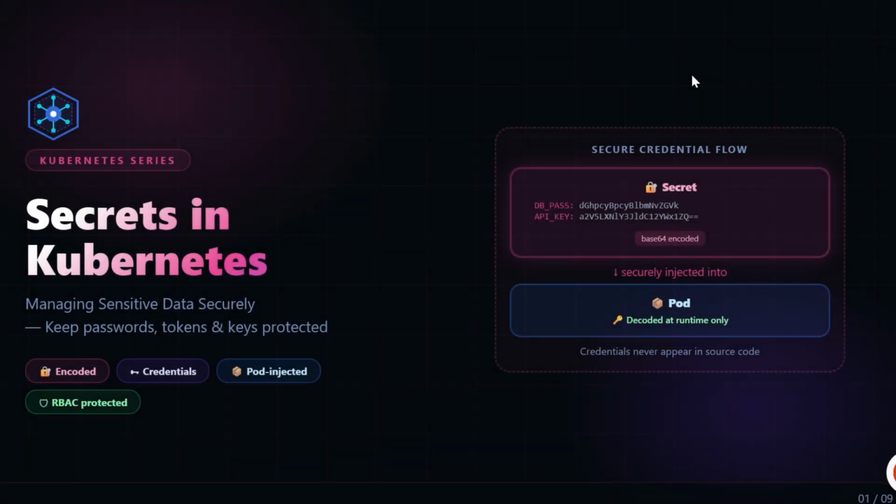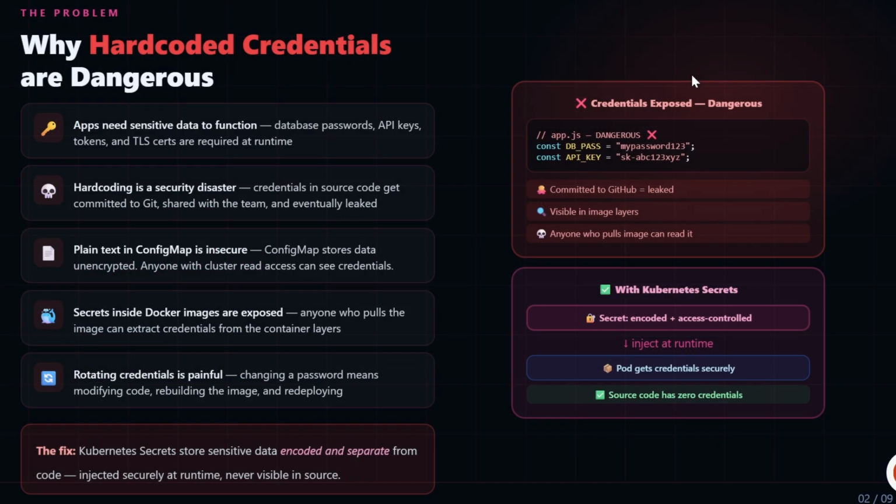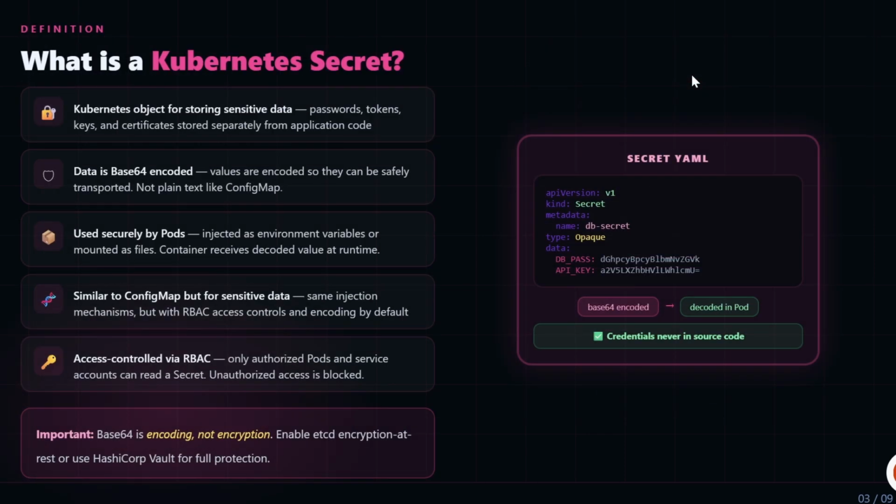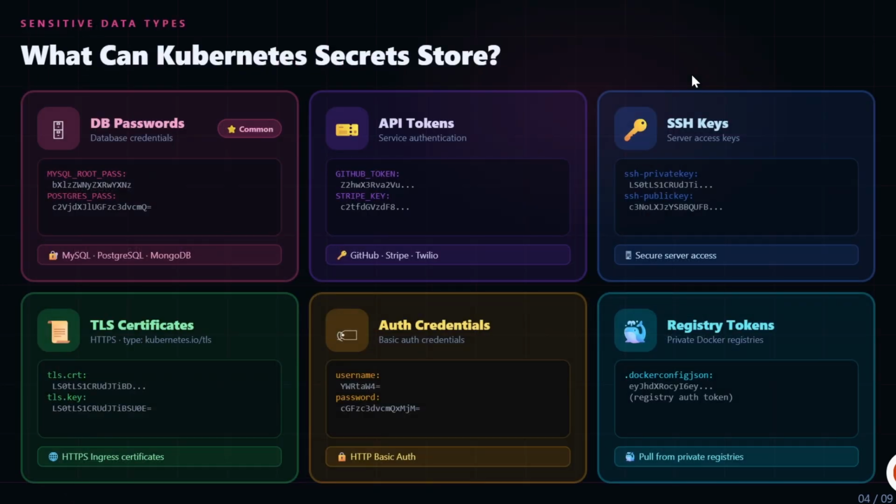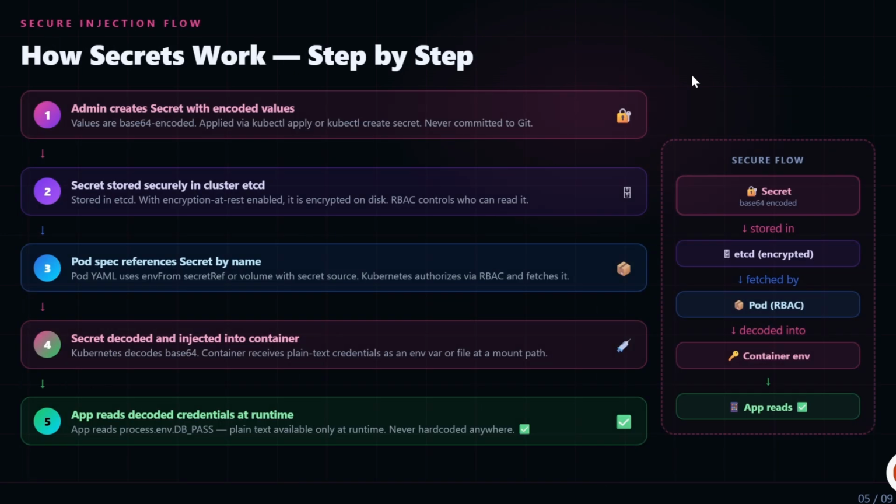In this video, let us discuss secrets in Kubernetes. In the previous video, we covered the config map, and here, secrets. In the upcoming video, environment variables. So we will be discussing what the problem is with hard coding credentials, especially sensitive information, what exactly Kubernetes secrets are, what kind of information can be stored within the secrets, and how the secrets work, a step-by-step flow.